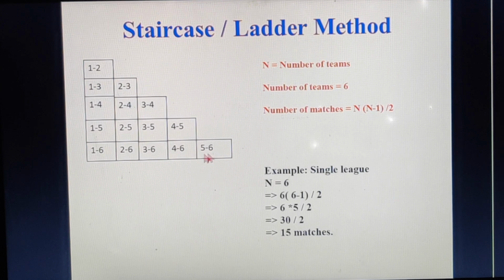In the 5th one, as you can see, team 5 has already played with team 1, team 2, team 3, team 4 before. So now at the end, it's only left with team 6. So we have a match placed for team 6 and 5 over here. This is how it works. Now, how do we find out 15 matches? All you have to do is count: 1, 2, 3, 4, 5, 6, 7, 8, 9, 10, 11, 12, 13, 14, 15. So this is how we find out the number of matches, and this can be done with the help of the staircase method, which is the easiest method to find out the number of matches.